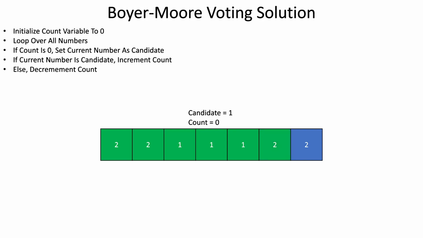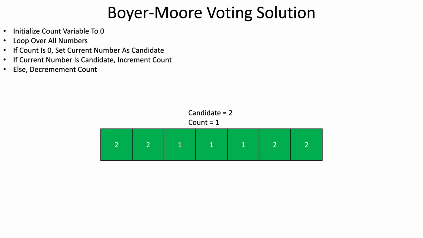Now we reach 2, which is when the count is set back to 0. And when we reach the last 2, the count is equal to 1 and the candidate is 2. The candidate we have at the end is our answer. We see in this example, 2 is the correct answer.